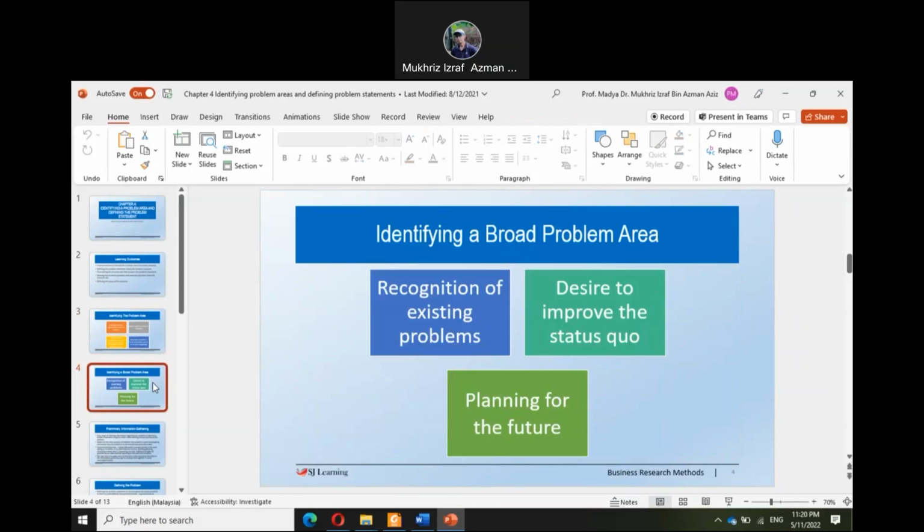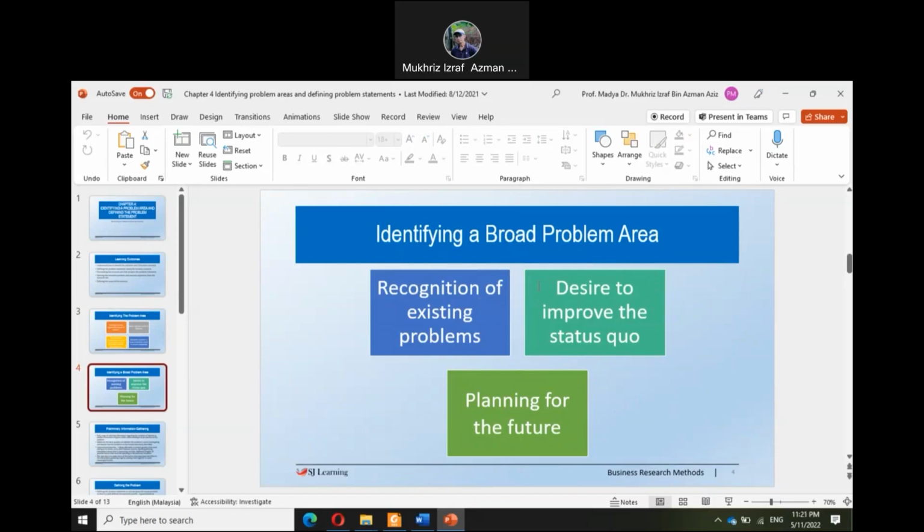So to identify the problem area, either you base it on an existing issue, a common macroeconomic issue, or you want to improve the status quo, for example, how you improve the livelihood of B40 to M40, to improve the income level of B40 to M40, M40 to T20, or you want to plan for the future. For example, now people are moving towards cleaner energy, so how do you determine which of the existing issues are more relevant to what will happen in the future.